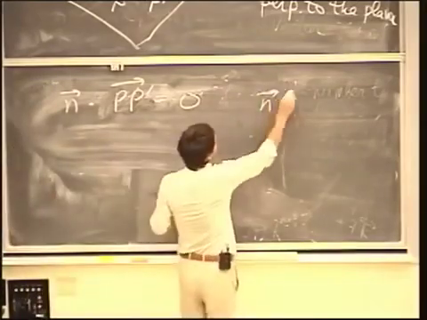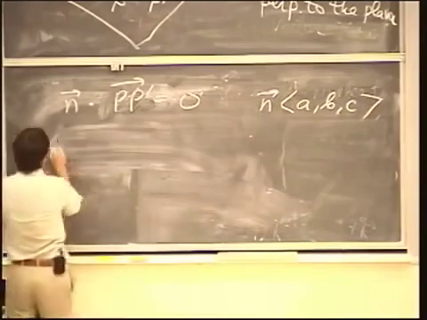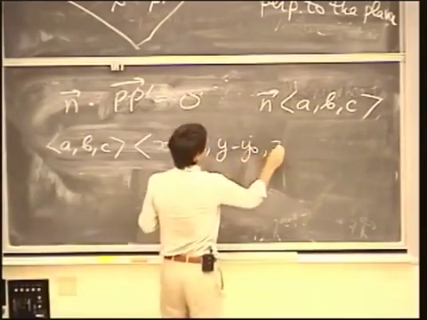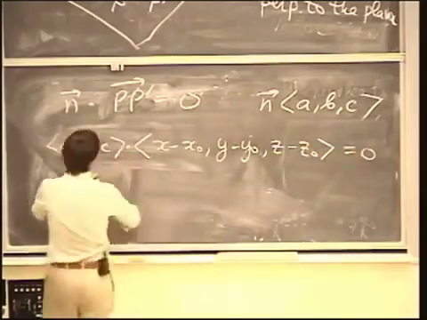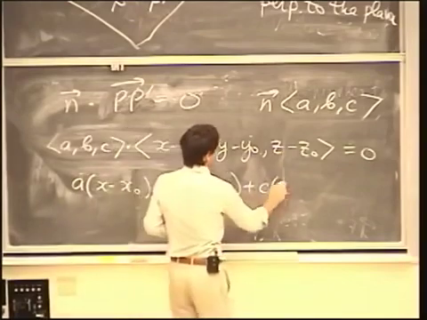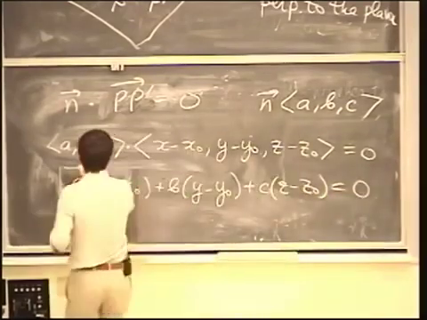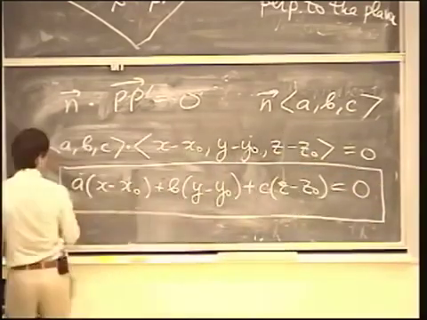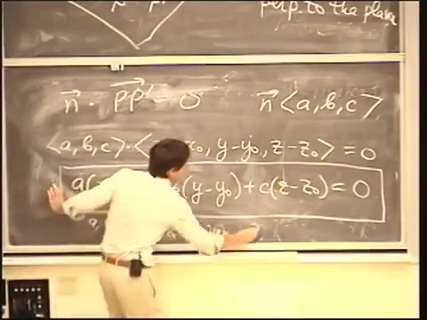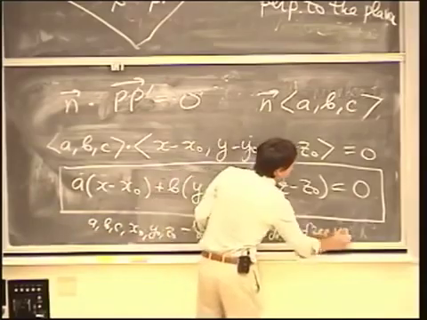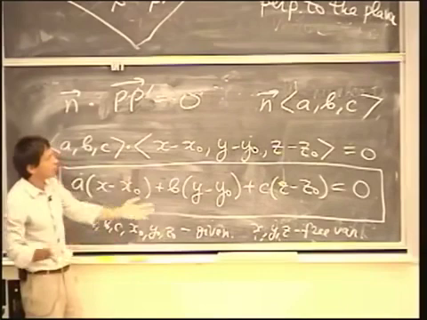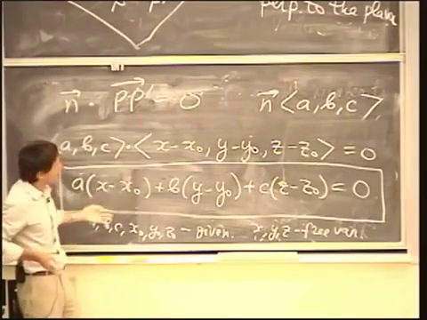Now if I write n as a, b, c, and I write p prime as before as x minus x0, y minus y0, and z minus z0, and use the rule of dot product, I will find the following equation. So here you have one equation in which a, b, c, x0, y0, and z0 are given, and x, y, z are the free variables, right? And all x, y, z which satisfy this equation correspond to the totality of all points on this plane. So as promised, a plane is given by one equation, and here's a way to derive this equation.